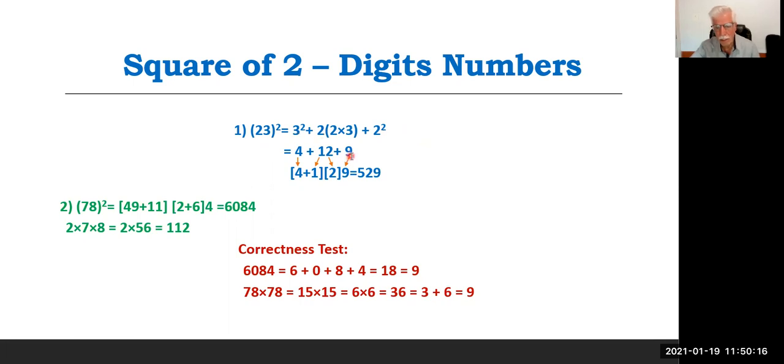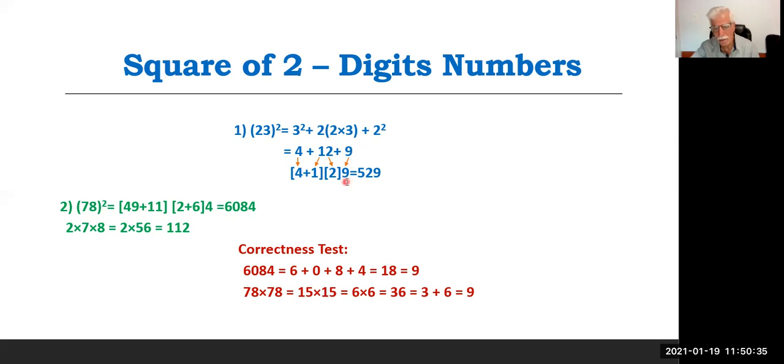So 3 square is 9. 2 into 3 multiplied by 2 is 12. And also 2 square is 4. So our result is obtained in this way.